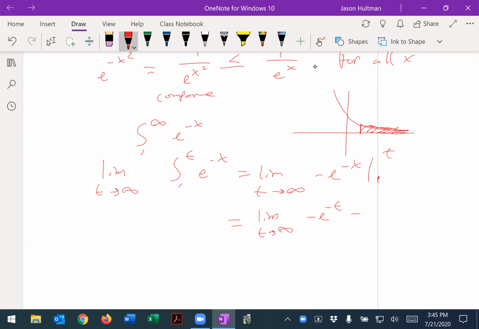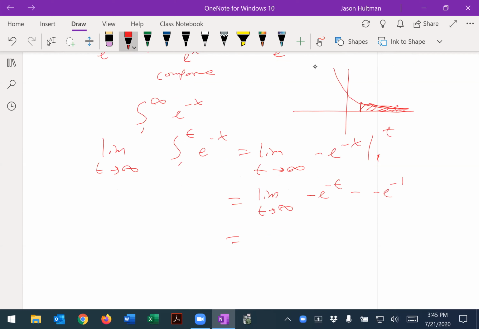And then evaluated from 1 to t, as t goes to infinity, of negative e to the negative t minus negative e to the first power. The limit as t goes to infinity of plus 1 over e to the first power, which is just e, so 1 over e. Then what happens as I plug infinity in for t? This goes to infinity, so this whole thing goes to 0, and so I'm just left with 1 over e as what it converges to.